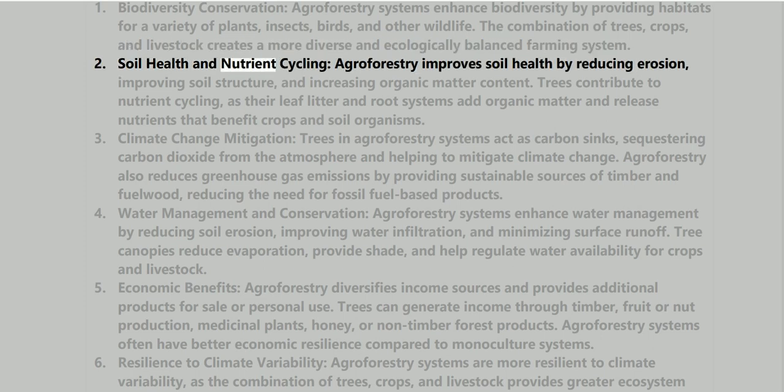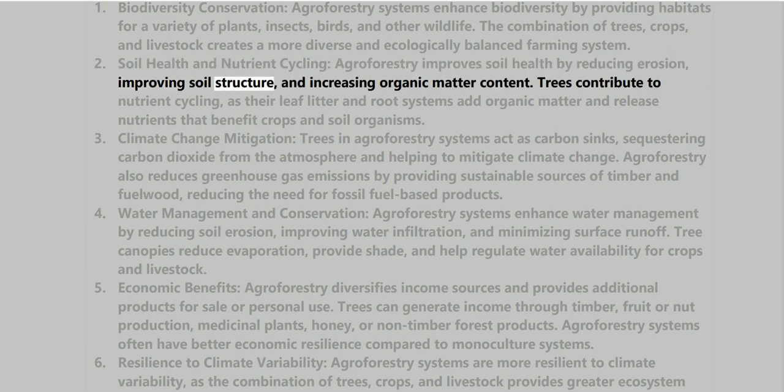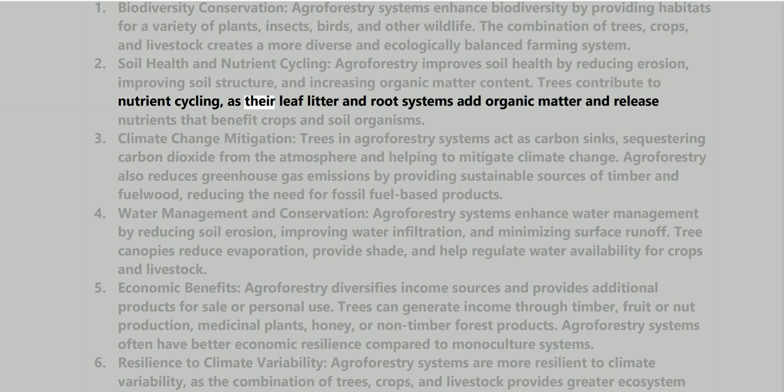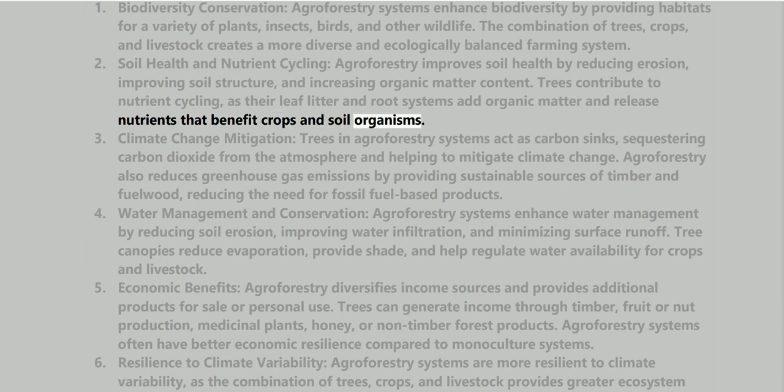2. Soil health and nutrient cycling. Agroforestry improves soil health by reducing erosion, improving soil structure, and increasing organic matter content. Trees contribute to nutrient cycling, as their leaf litter and root systems add organic matter and release nutrients that benefit crops and soil organisms.